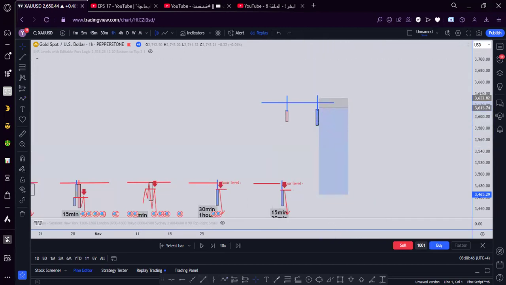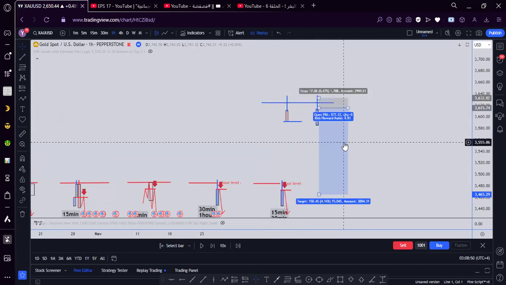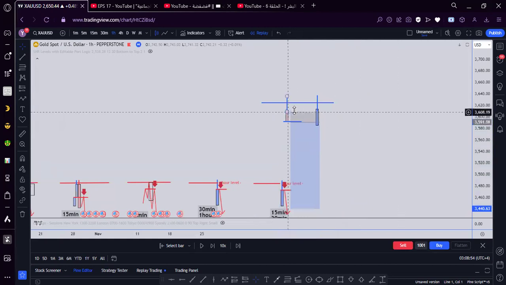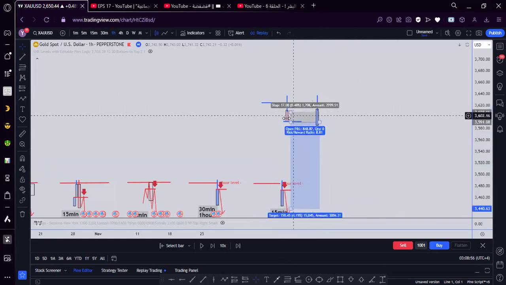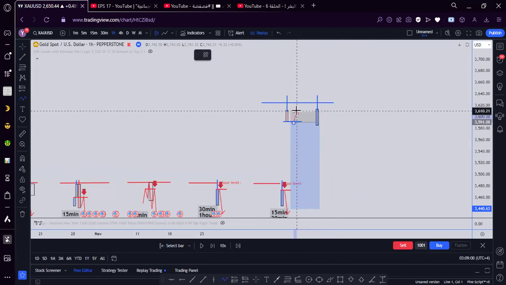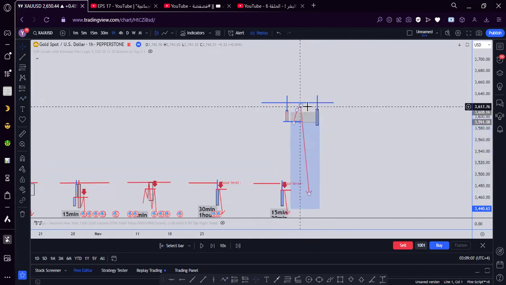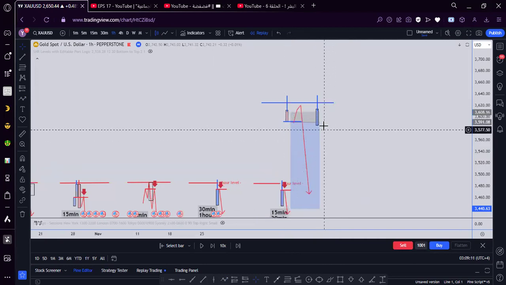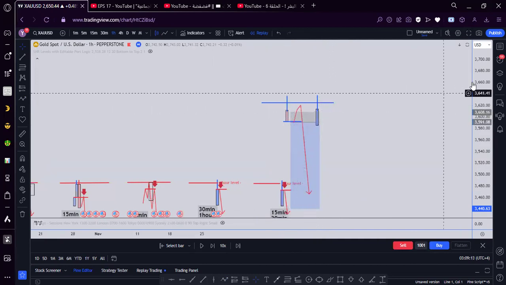But if we use the sell candle that comes from our sell level as our entry, the distance between the closing and the level is very far. So the price sometimes hits your stop loss and then goes down. That's why we use the bullish candle from the sell level.